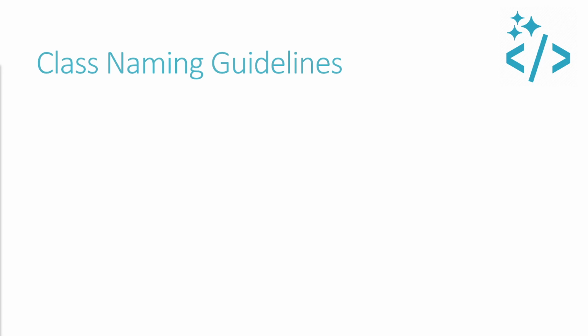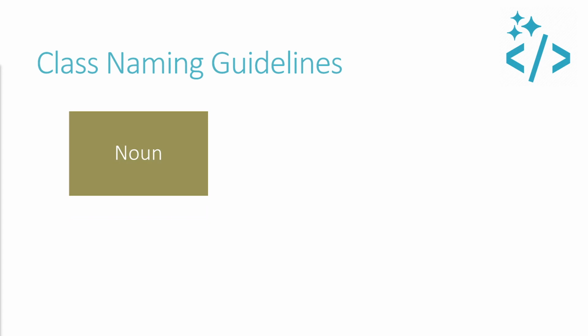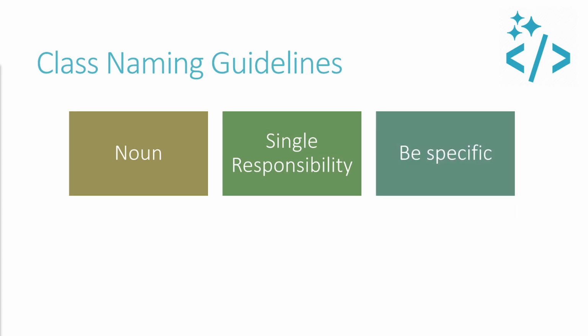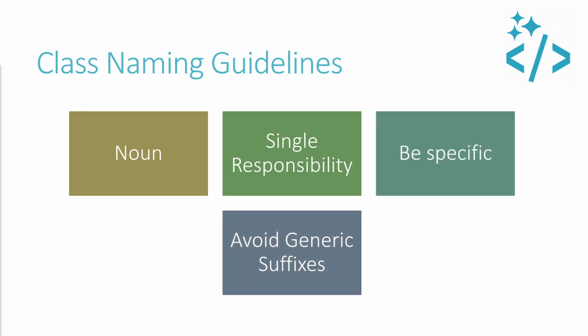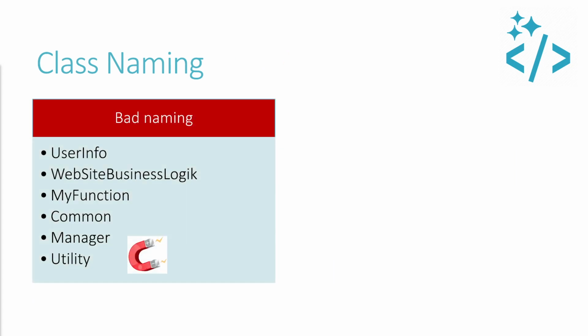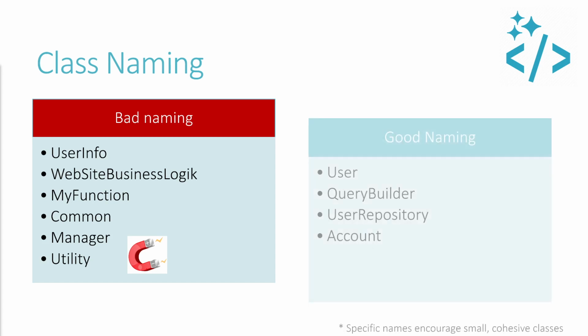Good. Talking about class naming, the name of a class should be a noun. It should have a single responsibility, be very specific, and avoid generic suffixes like info or something else. Let's see some bad examples. So user info, this info is a suffix which is not really needed, it just adds some noise. Website, business logic, my function, common, manager, utility, these are magnets for attracting too much code where it doesn't belong. So we should name our classes and make responsibilities clear.